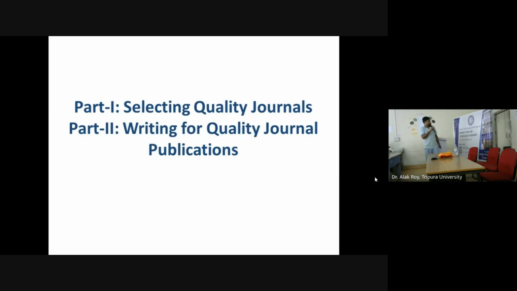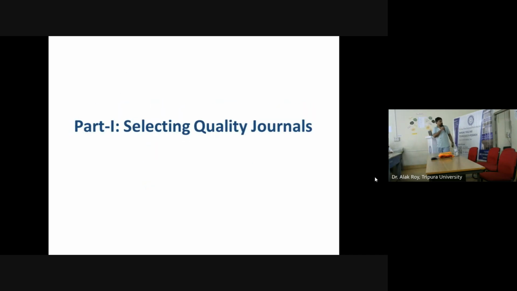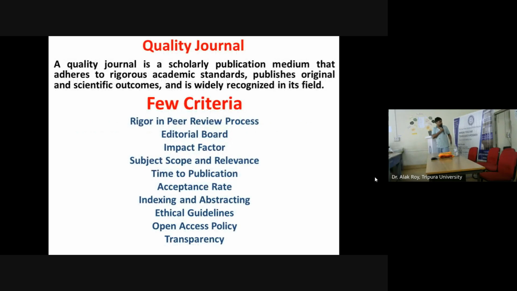So yeah, these are the two parts that I was talking about. The first one is on selecting quality journals. Now, just remember, when we are talking about quality journals, every journal claims about itself as quality, and quality has its own connotations. I agree on that part also. But always remember two, three things.